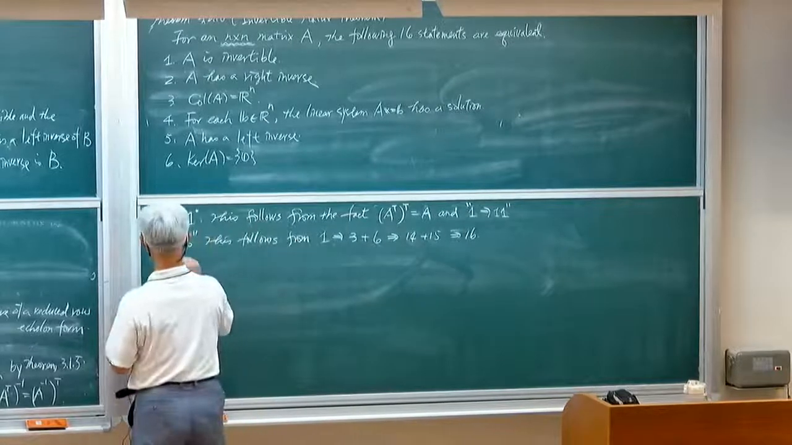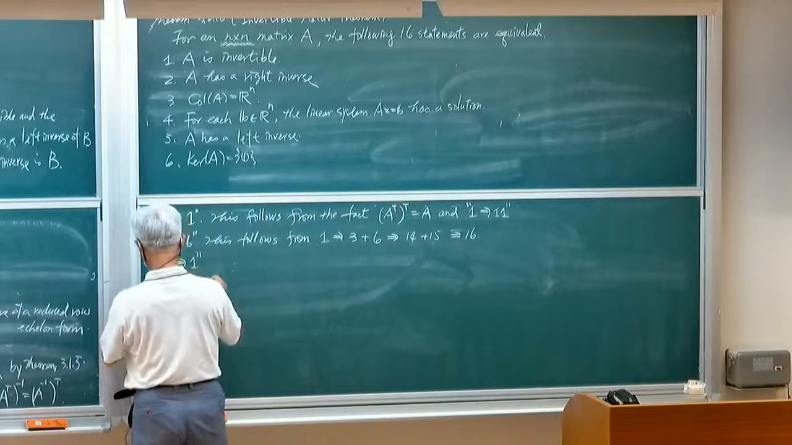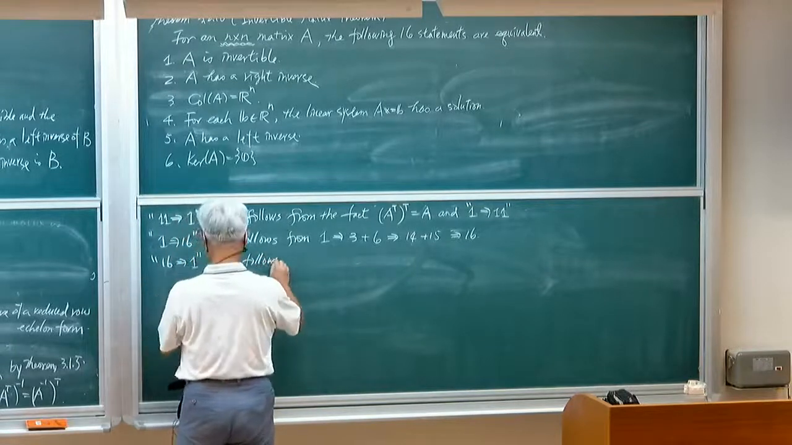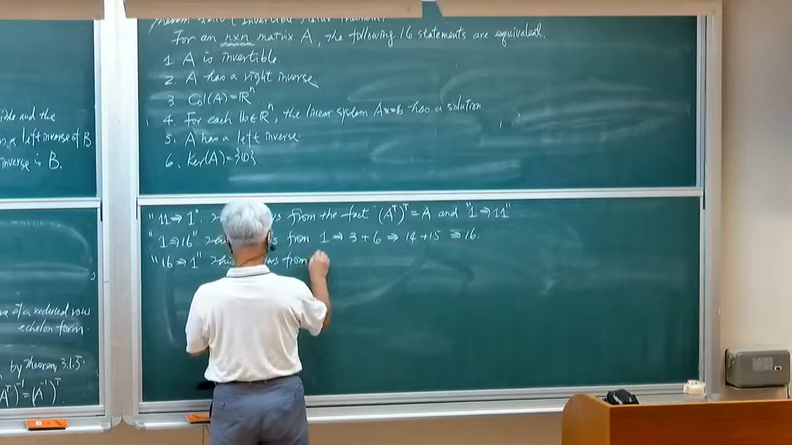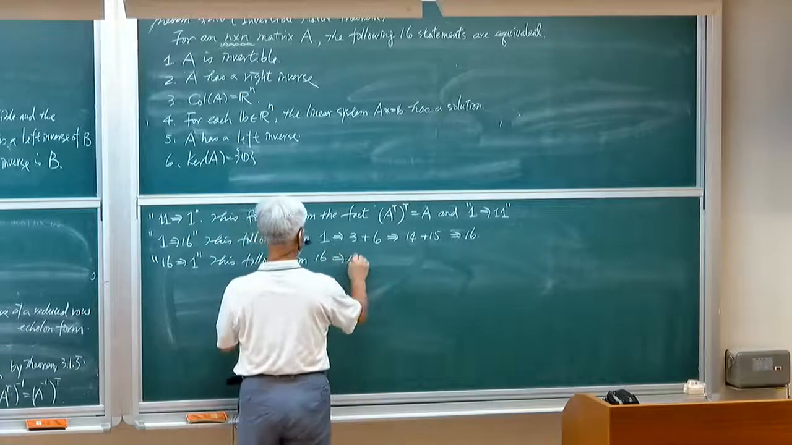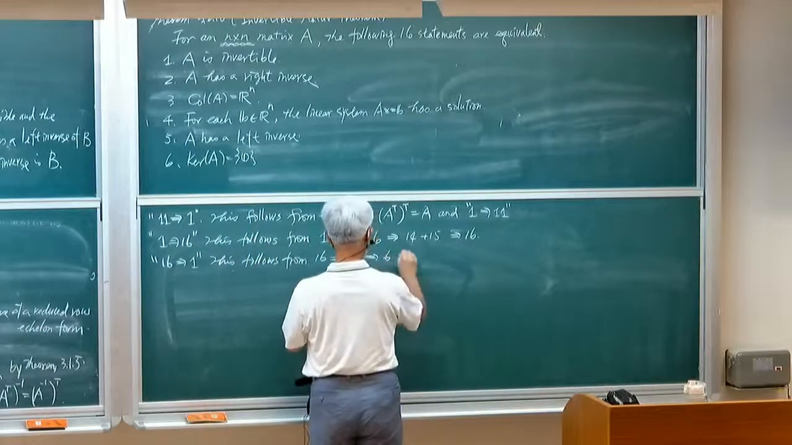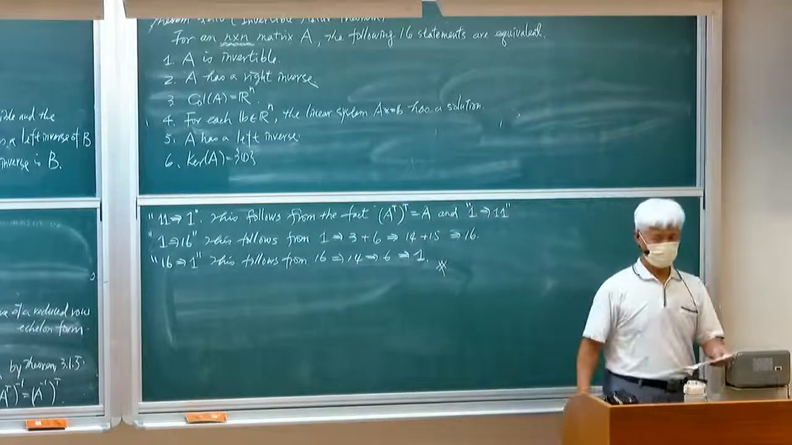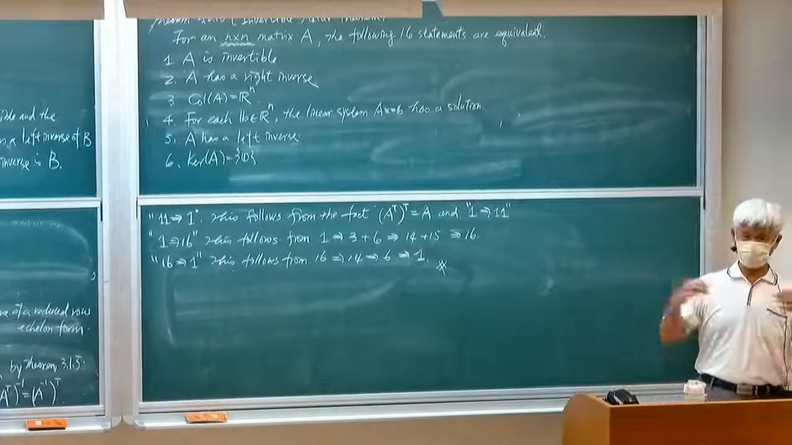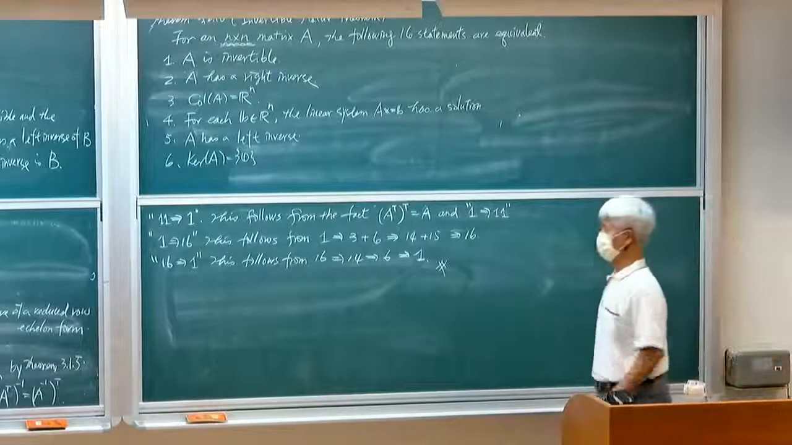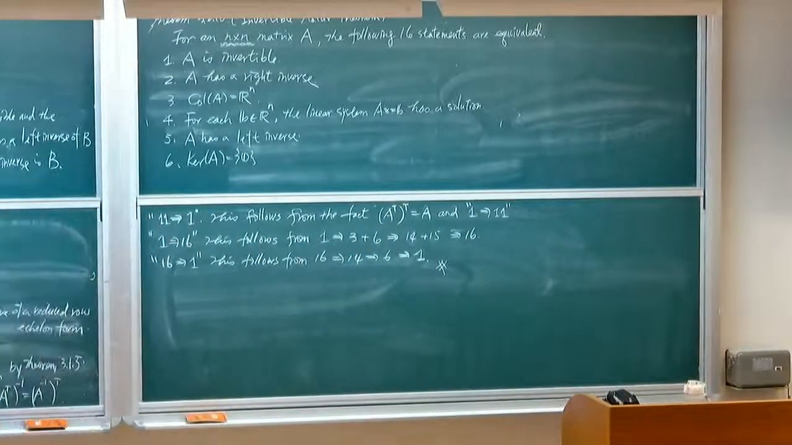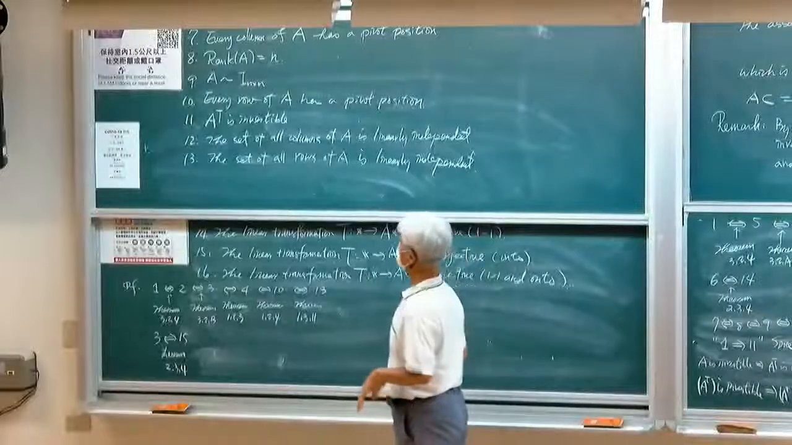Now 16 implies 1. That is easy. It follows from 16 implies 14, of course, implies 6, implies 1. And we have done. All right, so we proved the equivalence among the 16 statements. So they are equivalent to each other.